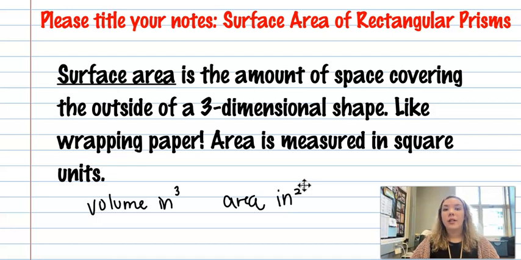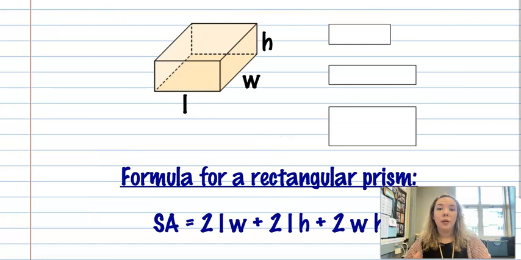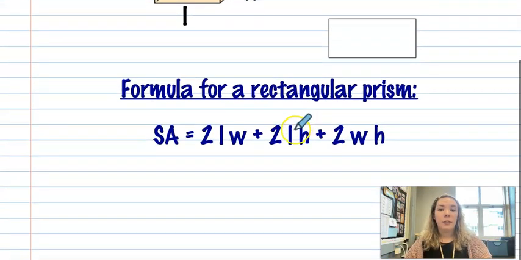So surface area is square units. Volume, we're taking those three-dimensional cubes to fill up. So we do expect you to know the difference for those. So let's talk about rectangular prisms today. We'll talk about cylinders tomorrow. So for a rectangular prism, there is a formula down here. Surface area equals 2 times length times width plus 2 times length times height plus 2 times width times height.